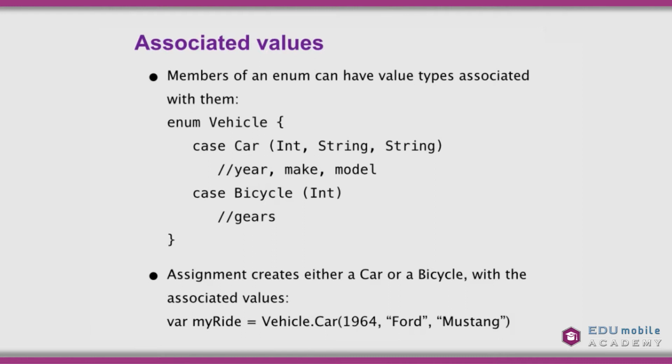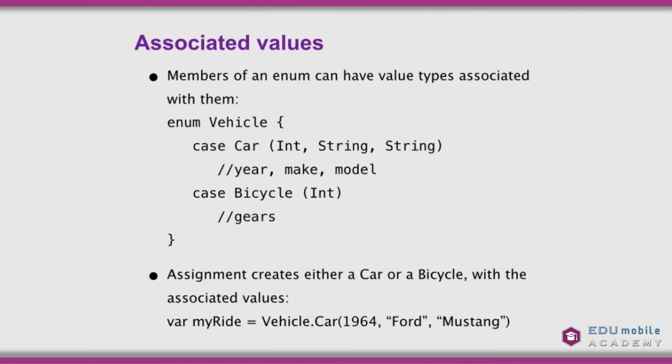We can also associate values with members of an enumeration. So here's an enumeration that looks a little bit different. We have a car and a bicycle, and the enumeration is called Vehicle. So we can have a vehicle that is a car or a vehicle that is a bicycle.